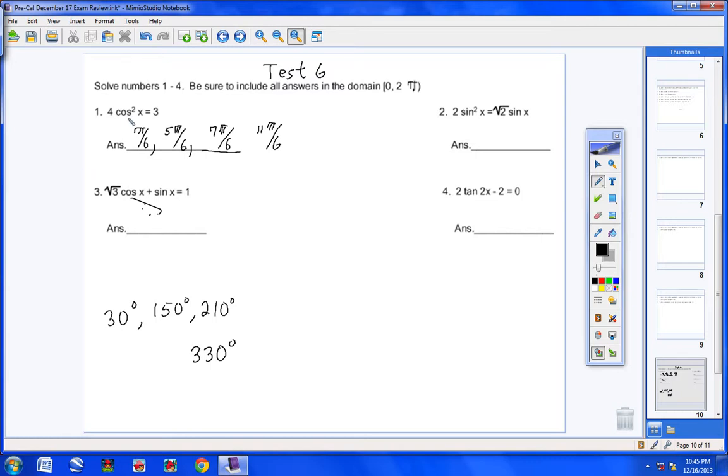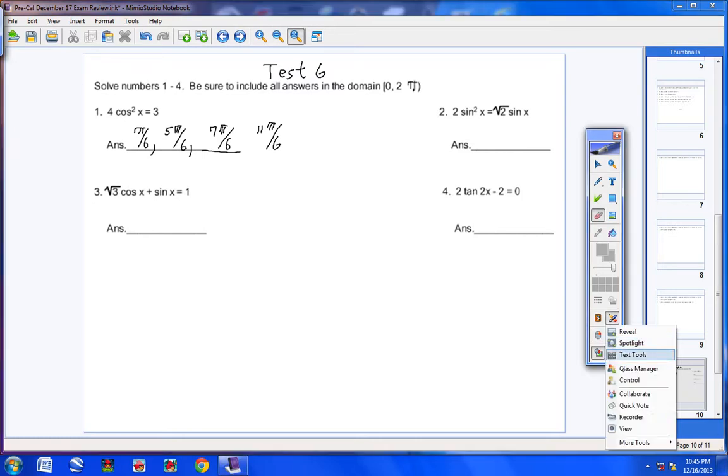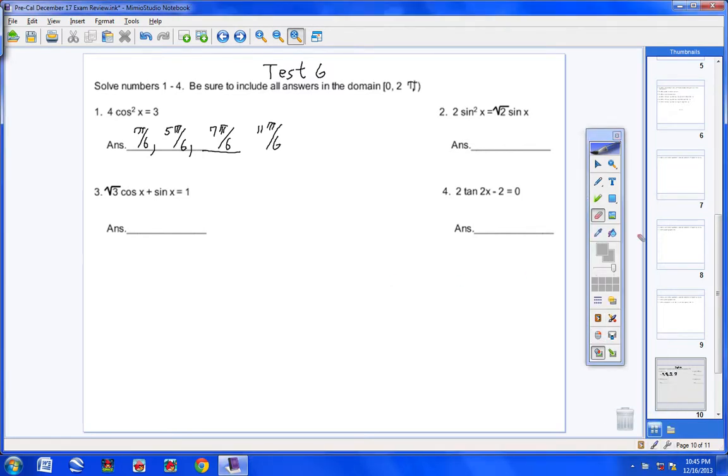So we isolated the cosine squared, then took the square root of both sides, and then found the angles that would satisfy this trig equation. Okay, let's move on to number 2 now.